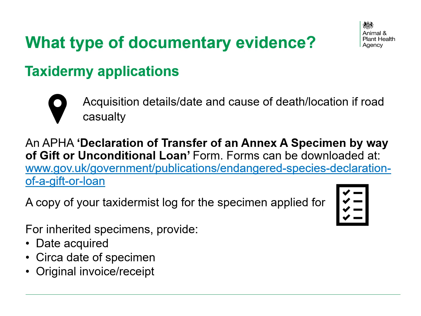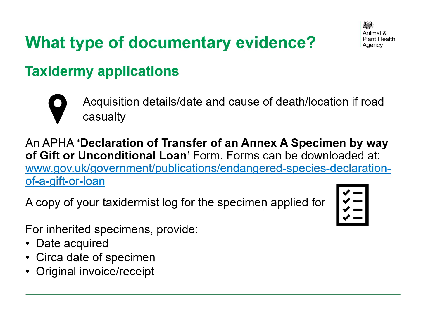If you are making CITES applications of any kind for taxidermy, you will need to provide the following: acquisition details, date and cause of death and location if you're applying for a road casualty. A completed official APHA declaration of gifting form if you have received a taxidermy specimen as a gift. A copy of your taxidermist logbook for the specimen you are applying for.